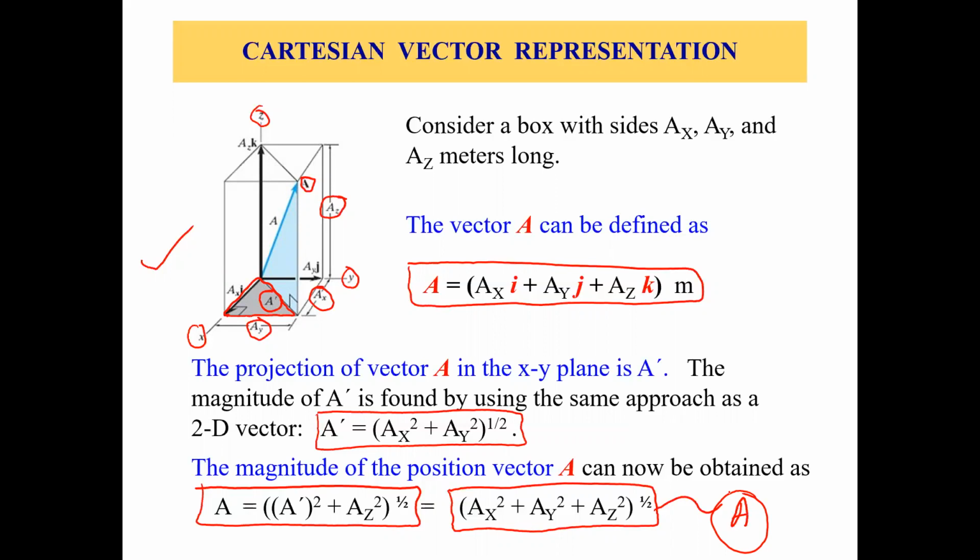If you remember, we did the same in the 2D system, right? In the 2D system, we only had the square root of AX squared plus AY squared. But here, as we are talking about a 3D system, we have three components, AX, AY, and AZ. So how do we find the magnitude here? We just add AZ squared, right? So the magnitude of vector A is the square root of AX squared plus AY squared plus AZ squared. Okay.